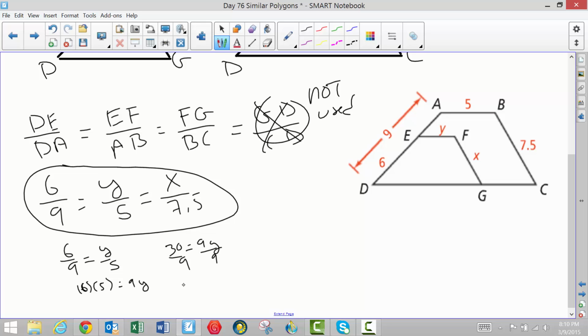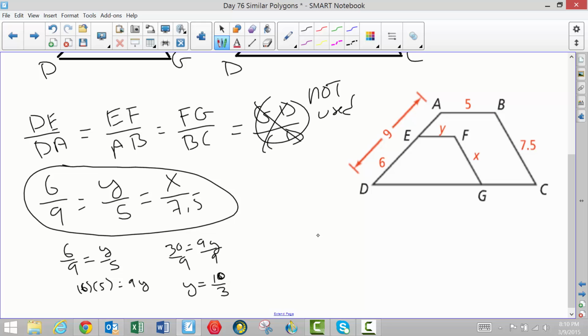So therefore, y is equal to, you reduce it, 3 can go into both. 3 goes into 30 10 times, 3 goes into 9 3 times. So there is y. Y equals 10/3.